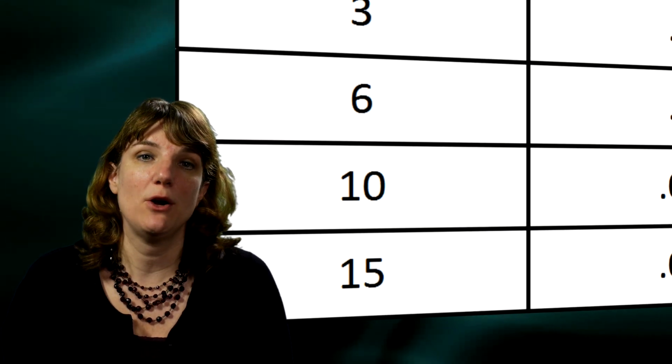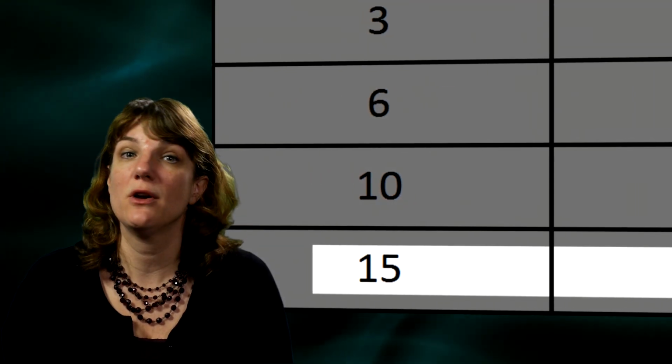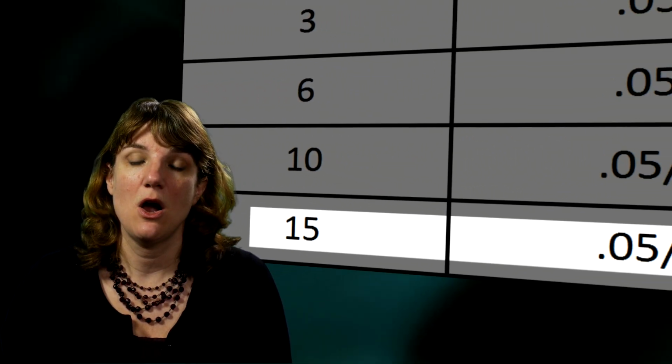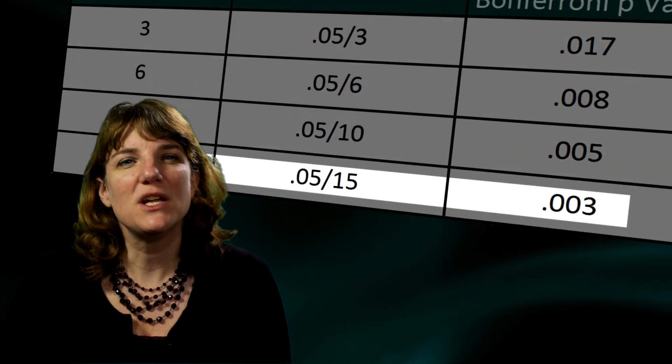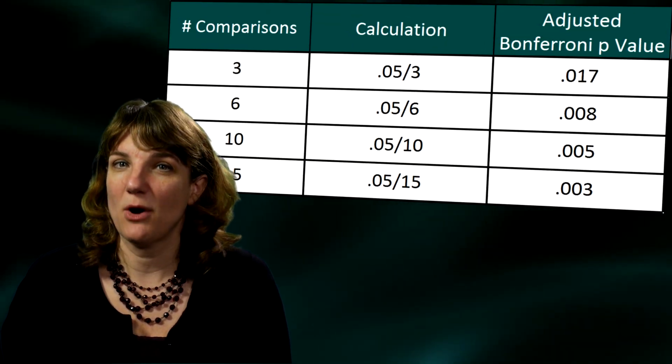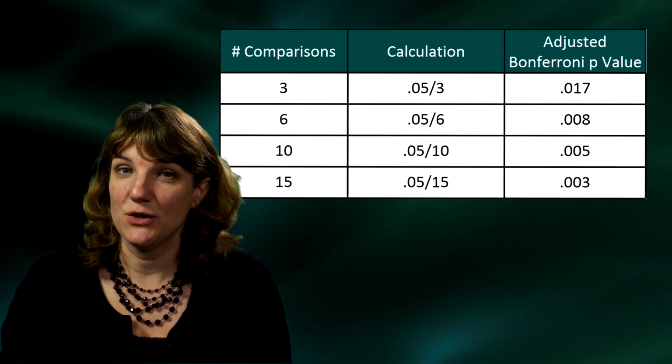For the 15 paired comparisons that we plan to make to better understand the association between smoking frequency and nicotine dependence, our adjusted p-value is 0.003. Adjusting the p-value is definitely the easy part of the process. Now for the more challenging piece.